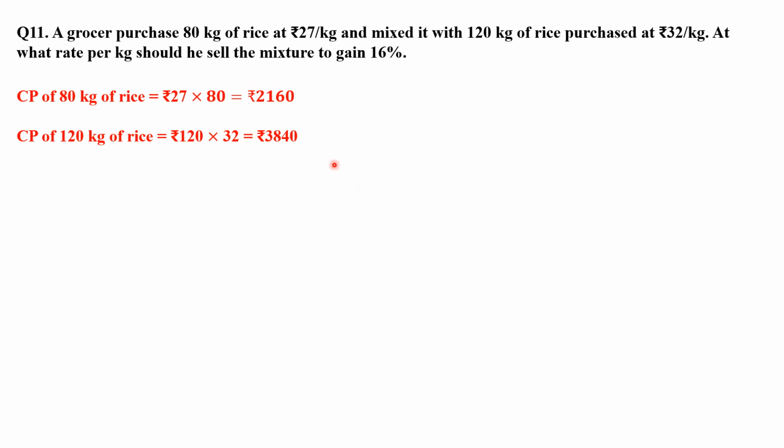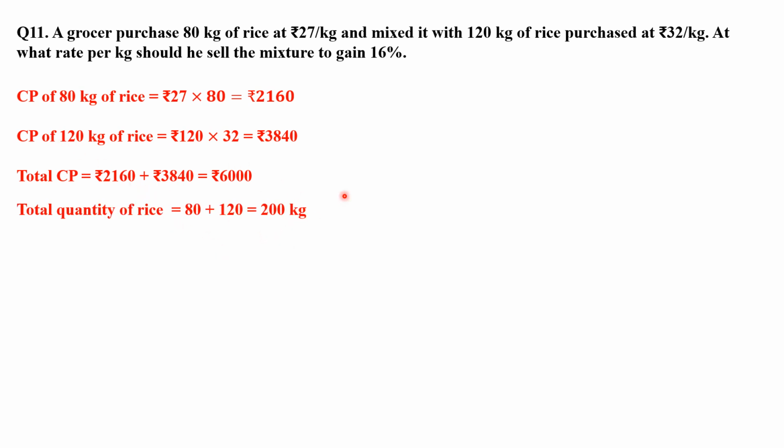So now we will find the total cost price of 80 plus 120, 200 kg of rice. So total cost price will be 6000 rupees. And this 6000 rupees is for how many kgs of rice? It is 200 kg of rice, isn't it? But what you have to find? You have to find at what rate per kg should he sell the mixture to gain 16%. Now this 6000 rupees is for 200 kg of rice. So find the cost price per kg. So cost price per kg will be 6000 divided by the total quantity. It will give you 30 rupees. So cost price for 1 kg of rice is 30 rupees.